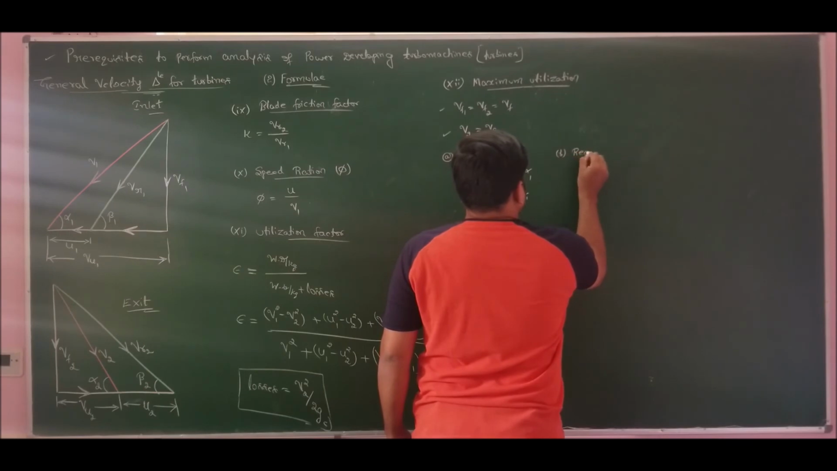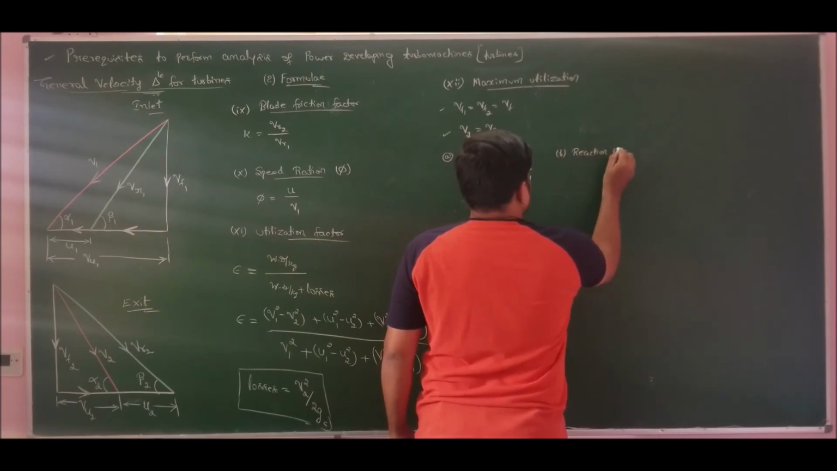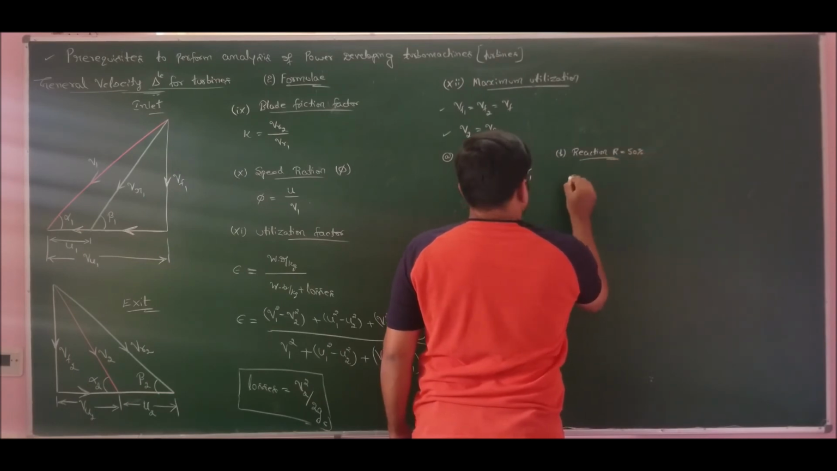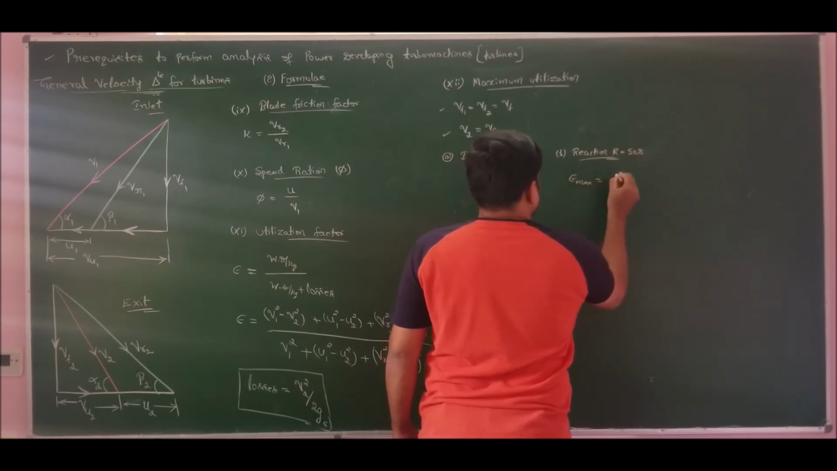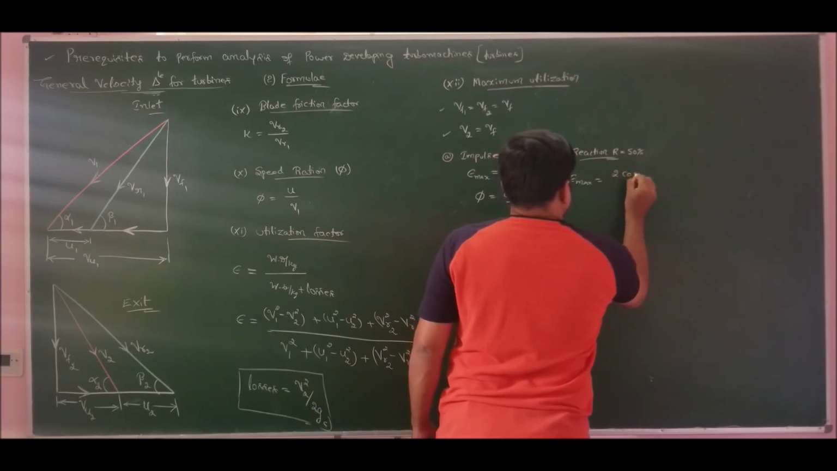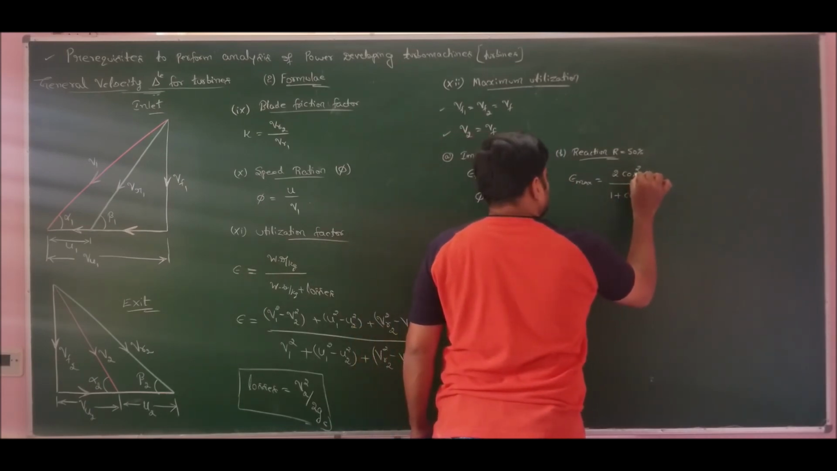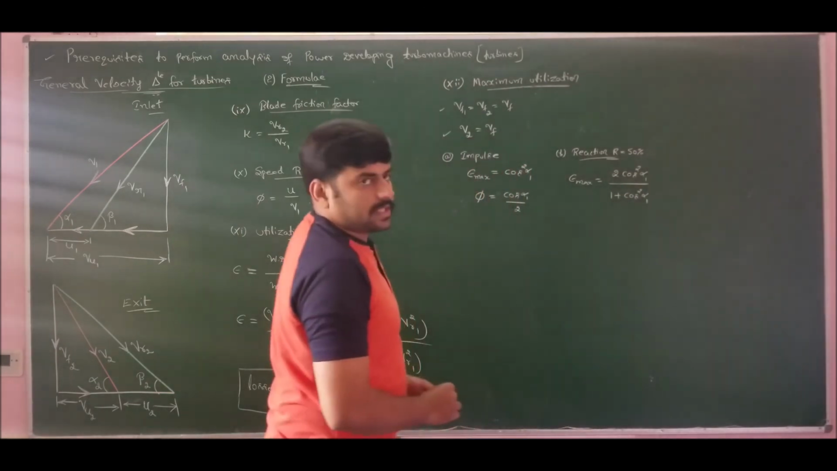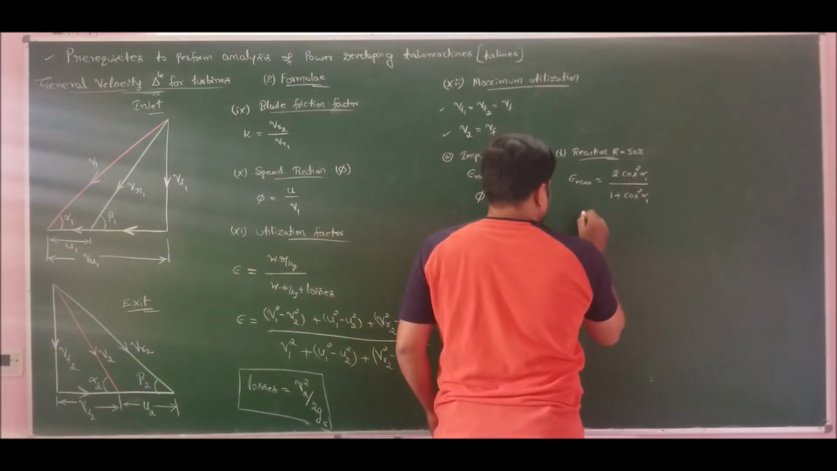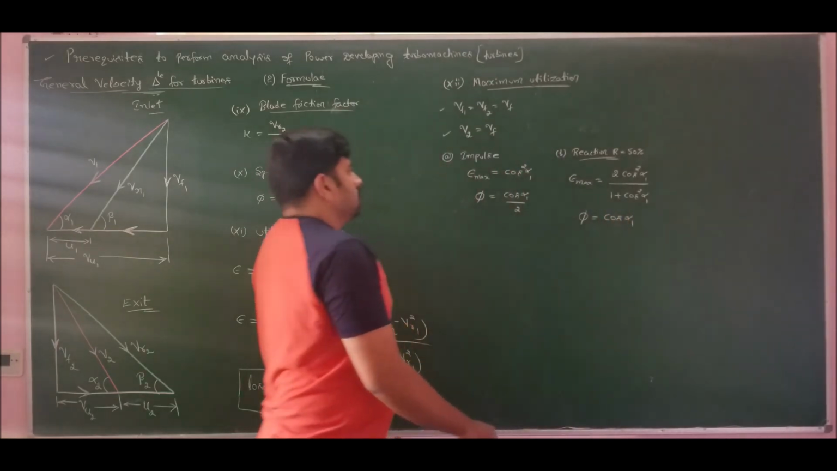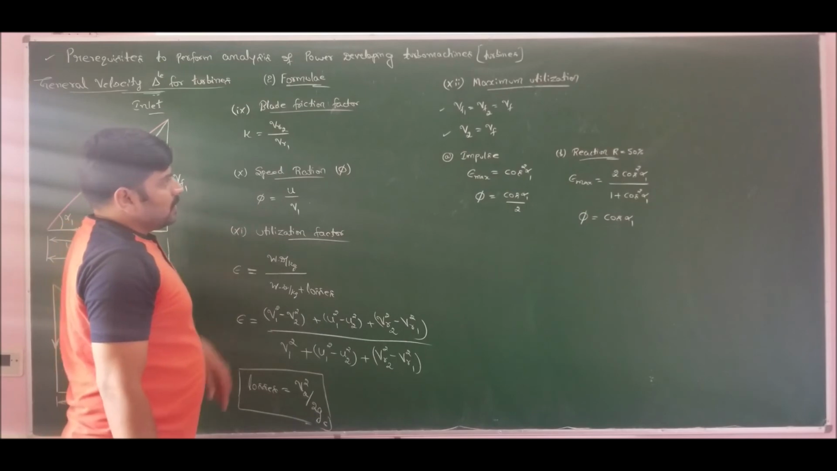Whereas for reaction turbines, that is for 50%, for R is equal to 0.5, we know that epsilon max is equal to 2 cos square alpha 1 divided by 1 plus cos square alpha 1, which I already derived in our lecture 4, I think, and the speed ratio for this case should be cos alpha 1, where speed ratio is given by U by V1.